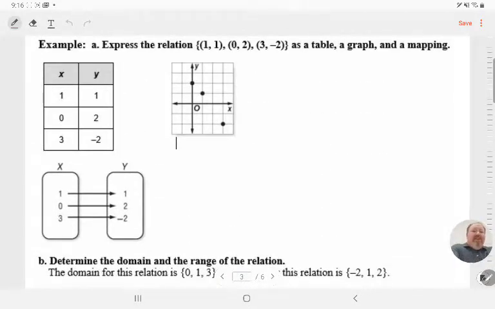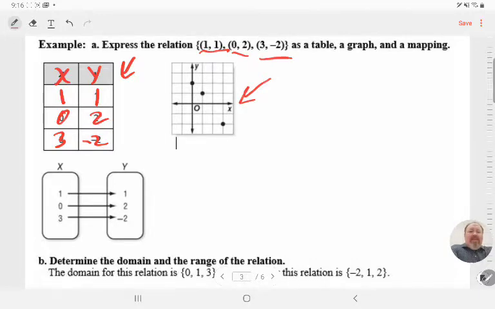So let's take a look at this example. It says, express the relation (1, 1), (0, 2), (3, -2) as a table, graph, and a mapping. So first a table. I would set up a table. I would say x, y, and then I would list them all out: 1, 1, 0, 2, 3, -2. Okay? Then I would graph those, and that's my graph. And then my mapping, I would put 1, 0, 3, and then 1, 2, -2, and then put the arrows where they go. Meaning 1 goes with 1, 0 goes with 2, 3 goes with -2.